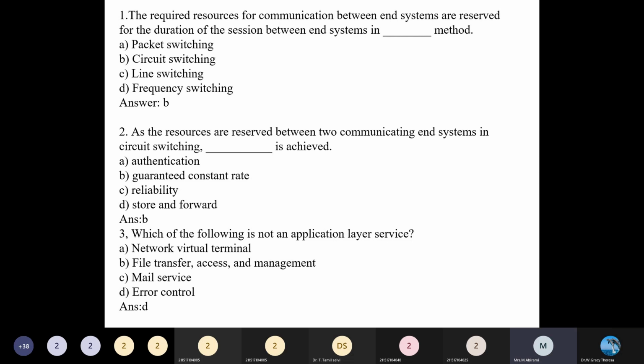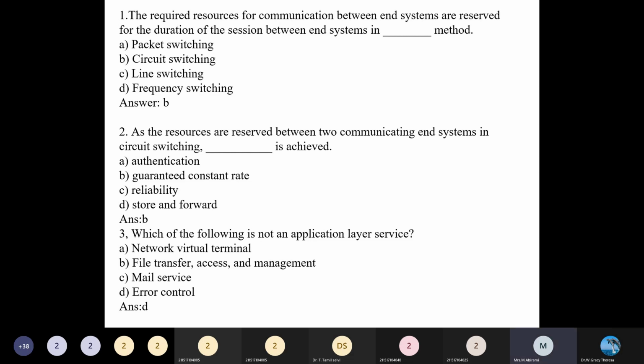So here the question session. How to discuss: in circuit switched network, the required resources for communication between end systems are reserved for the duration of the session between the end systems. This method is called circuit switching. So that is in the end system. Another one is it is reserved to share the resources.